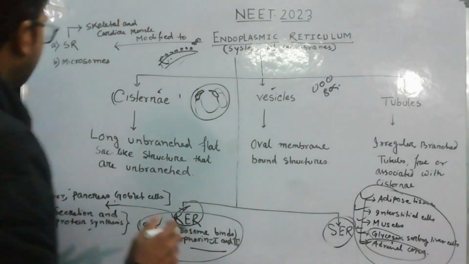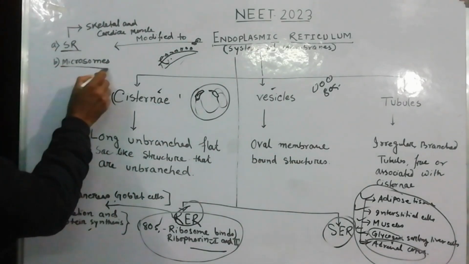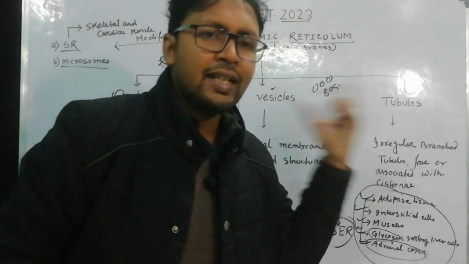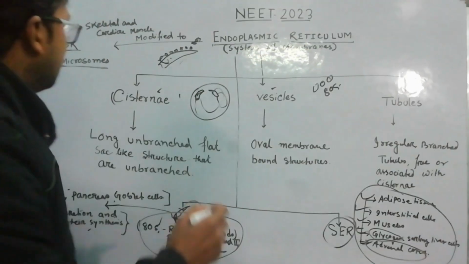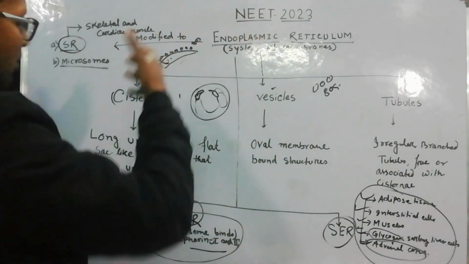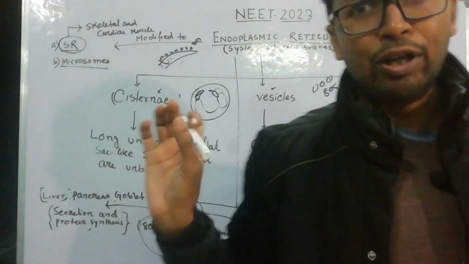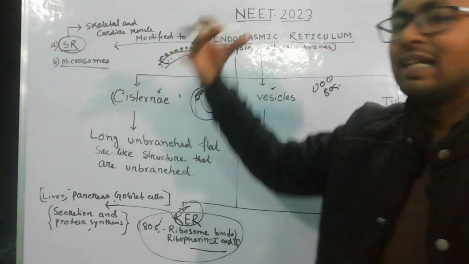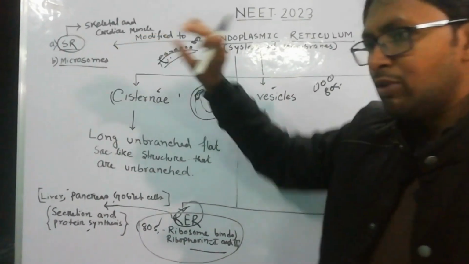Another most important thing here is the sarcoplasmic reticulum. It is present when endoplasmic reticulum is present in muscle; it is actually modified. The sarcoplasmic reticulum is the modified endoplasmic reticulum. Endoplasmic reticulum gets modified and becomes sarcoplasmic reticulum, which helps in muscle contraction. The sarcoplasmic reticulum is a tubular system.